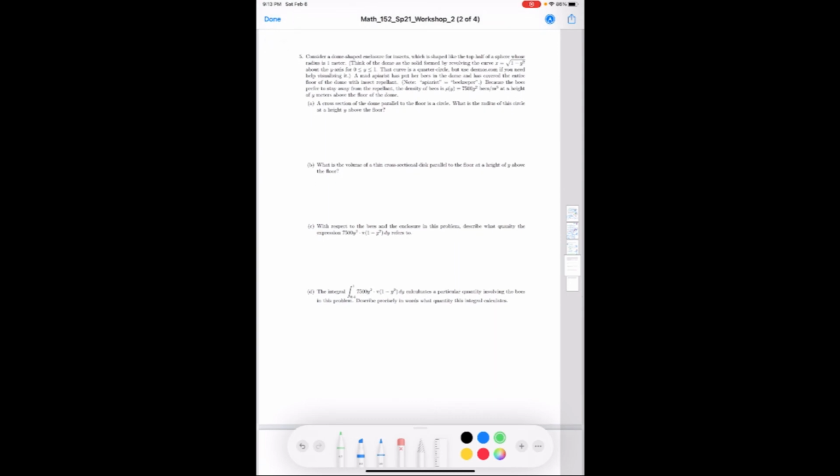Let's go to our dome-shaped enclosure for insects. So here we have a dome. I won't read the whole problem again, but we have a dome like this, and it's like a solid of revolution about the y-axis. I've given you the equation that you can use for that.